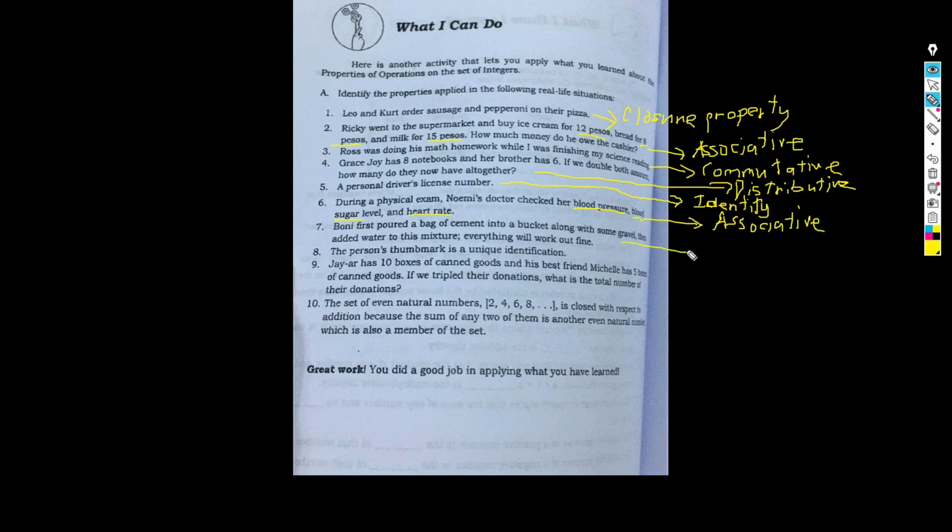Now next here, number 7, Bonnie first poured a bag of cement into a bucket along with some gravel, then added water to this mixture. Okay, so cement added to some gravel, and then you added some water. So cement 1, and then gravel 2, and then water. Okay, so you can also do the associative property here.